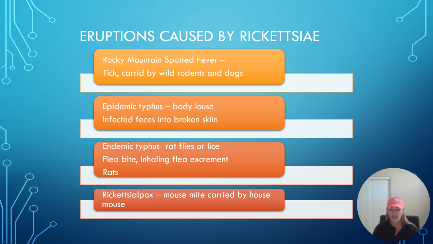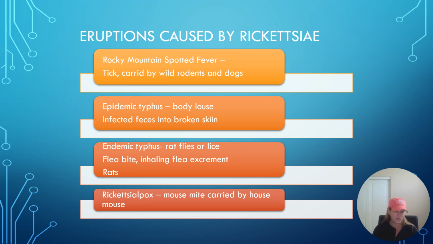You also have epidemic typhus. Epidemic typhus is caused by the body louse or body lice, and it is carried by infected feces into broken skin. So if you have infected feces and you have some broken skin, it gets in there and can cause epidemic typhus. Epidemic and endemic are different. Endemic typhus is caused by rat fleas or lice. So it's a flea bite or inhaling the flea excrement, and the rats are the carriers of the fleas and lice that carry this endemic type of typhus.